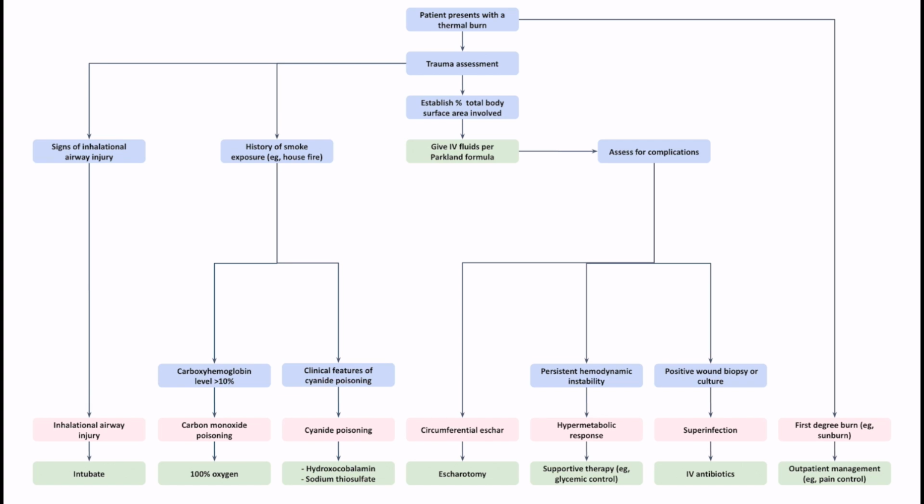Along with an assessment of the airway, the clinician should assess a patient for a history of smoke exposure, as would be the case in a patient rescued from a house fire. In patients with smoke exposure, clinicians should obtain an arterial blood gas to assess the carboxyhemoglobin levels, and if they're greater than 10%, the patient is likely experiencing carbon monoxide poisoning and should be treated with 100% oxygen.